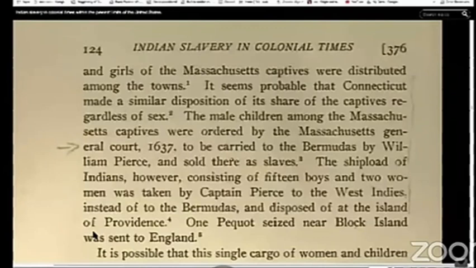Indian children, not Africans, were sent to the Bermudas, and they were sold there as slaves. The shipload of Indians, however, consisting of 15 boys and 2 women, was taken by Captain Pierce to the West Indies instead of to the Bermudas, and disposed of at the island of Providence. All right, big one right there.